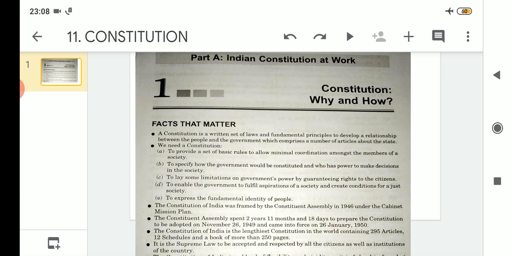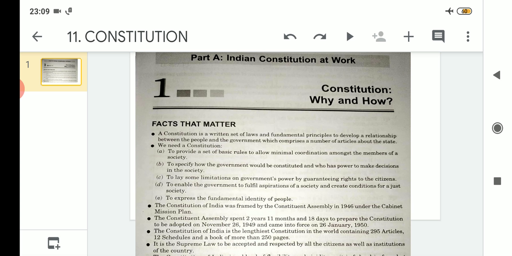To stop that, the constitution is there. It limits the powers of the government, and through what? Through guaranteeing rights to the citizens. That means we are given the fundamental rights, and by giving us the fundamental rights, it actually limits the power of the government.